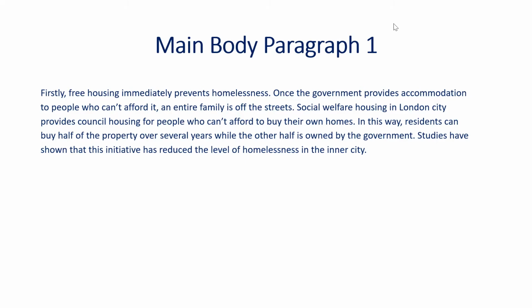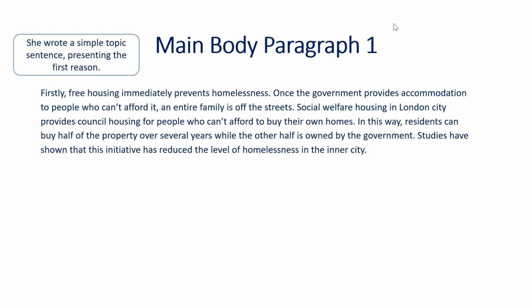Here we go. We've got a very nice topic sentence at the beginning with firstly, so nice cohesive device. So we know immediately that the writer thinks that free housing prevents homelessness. So it's very simple and short, but clear. And then she refers to the explanation. She explains that when a government provides accommodation to the people who can't afford it, it prevents the homelessness of a family.